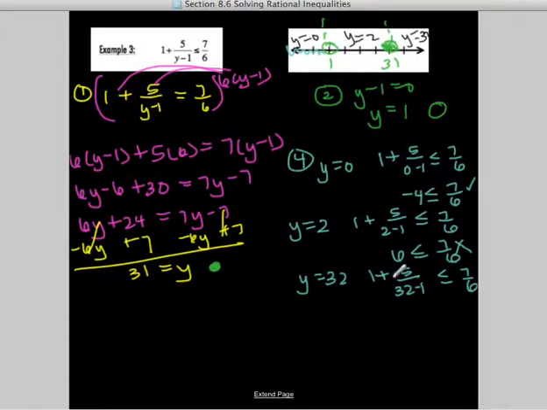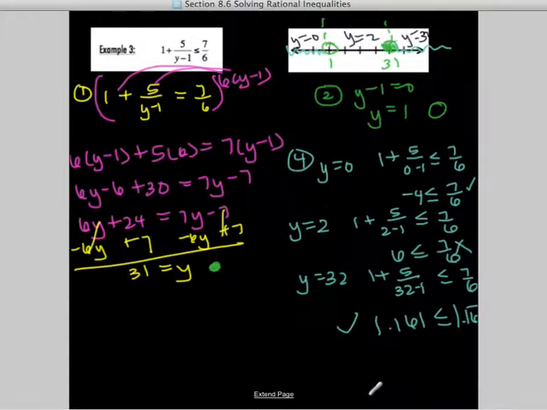So if I type this in, 1 plus 5 over 31, into my calculator, I would get 1.161. Is that less than or equal to 7 divided by 6, which is 1.16 repeating? Okay. Well, is this less than that? Yes, because see how this is 6, 1? This would be 6, 6, 6, 6, 6. So this one is actually bigger, so this works. So I'm going to shade here to the left.